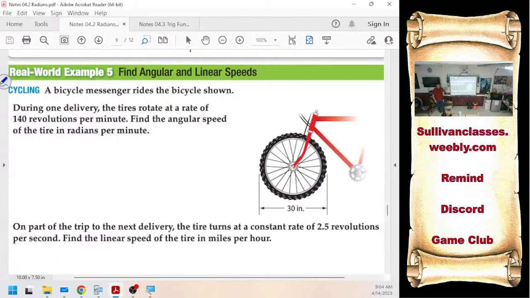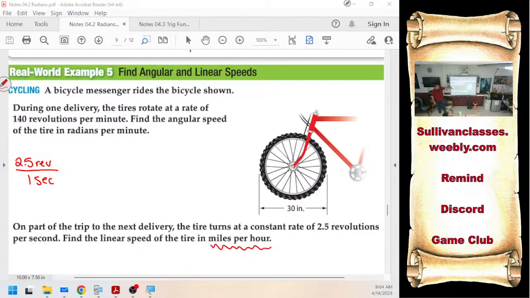Okay, next one. This one's got a little more juice to it. On part of the trip to the next delivery, the tire turns at a constant rate of 2.5 revolutions per second. They told me something. I should probably write it. So, 2.5 revolutions to 1 second. Find the linear speed. Notice this is angular speed. Find the linear speed in miles per hour.